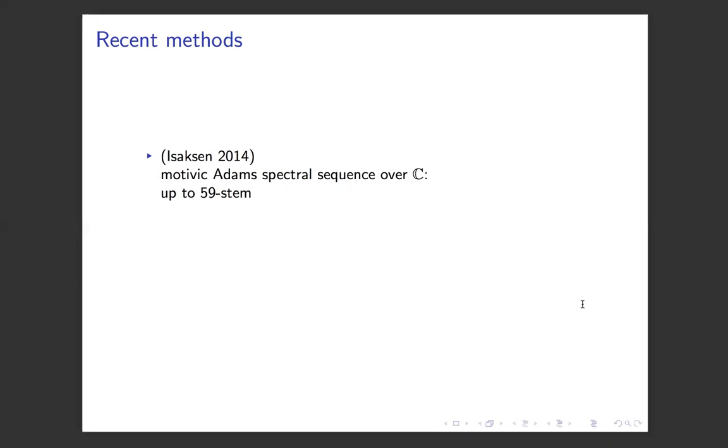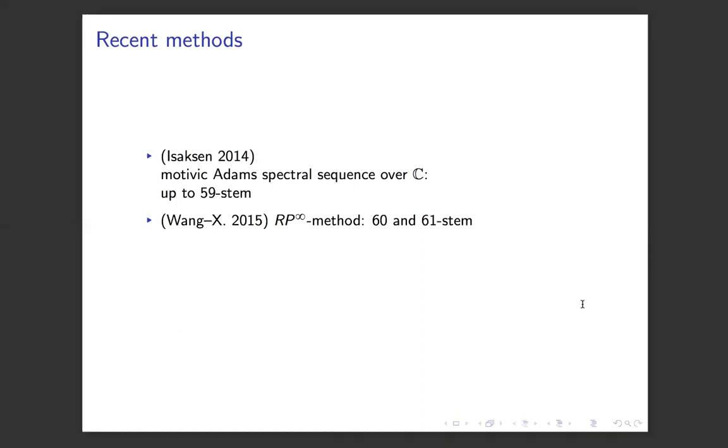I should also mention that during these long gaps of several decades, there was also some progress by Kochman using an entirely different method, but it turns out that method has several errors and is not very compatible with other methods. But Dan Isaksen's computation up to the 59 stem is very concrete and solid. But he, again, got stuck there at 60.